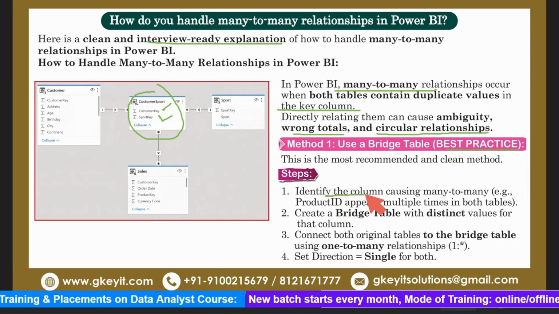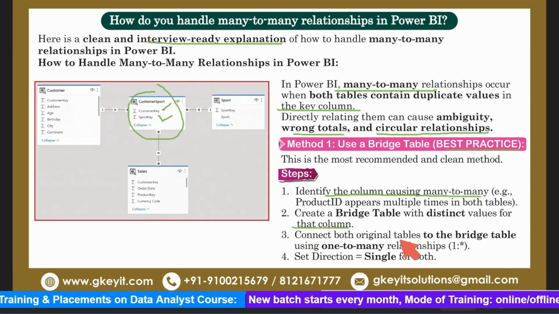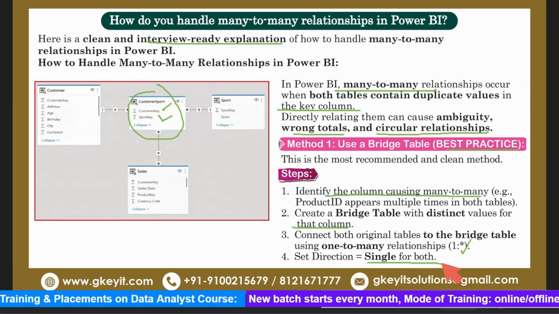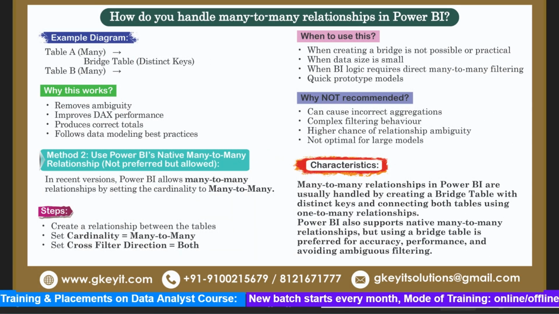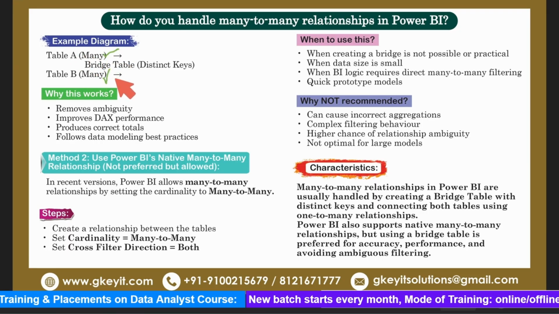First of all, we have to identify the columns causing many-to-many relationships. For example, product ID appears multiple times in both tables. Create a bridge table with the distinct values for the column. Connect both original tables to the bridge table like this, using one-to-many relationships, and set the direction to single for both. Coming to the next slide, an example: table A with a many-to-many relationship, table B with duplicate keys, and a bridge table with distinct keys.